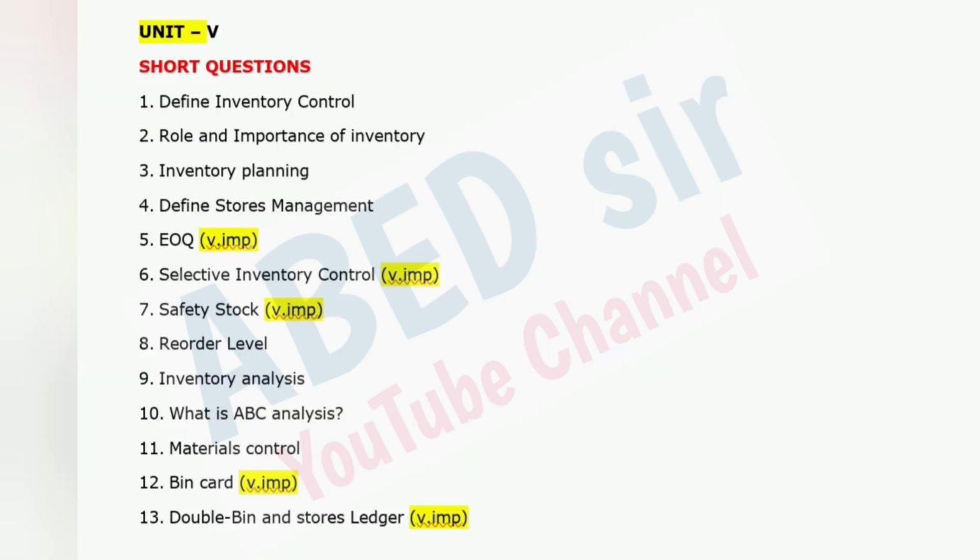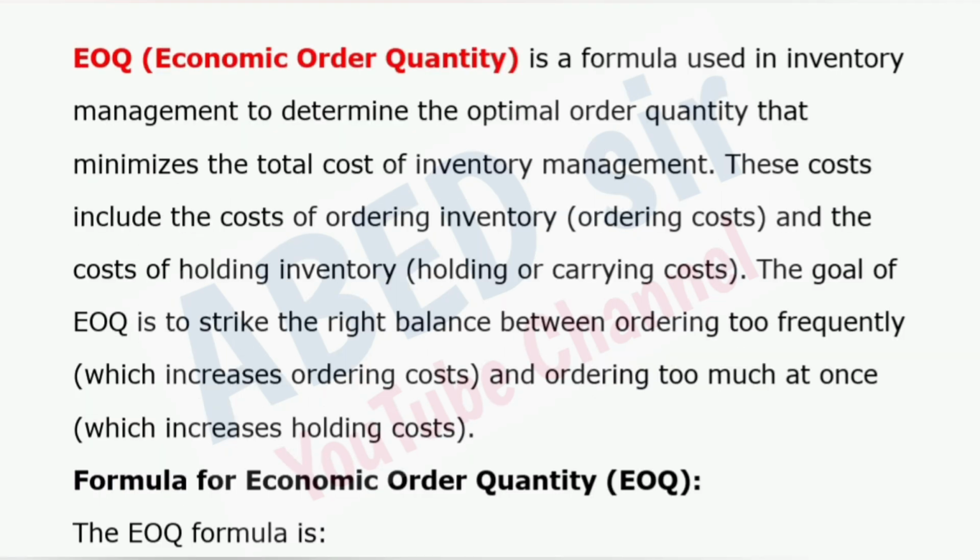Next important short question is: EOQ, economic order quantity, is a formula used in inventory management to determine the optimal order quantity that minimizes the total cost of inventory management. These costs include the costs of ordering inventory, ordering costs, and the costs of holding inventory, holding or carrying costs. The goal of EOQ is to strike the right balance between ordering too frequently, which increases ordering costs, and ordering too much at once, which increases holding costs.